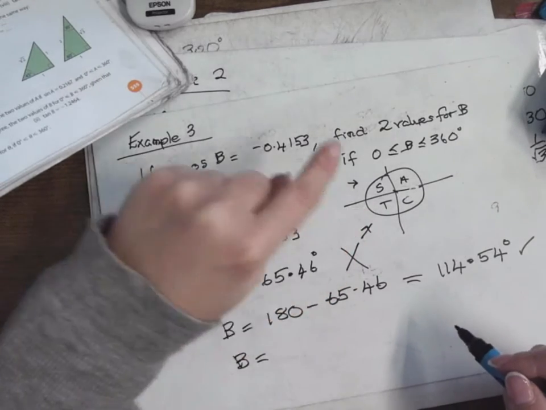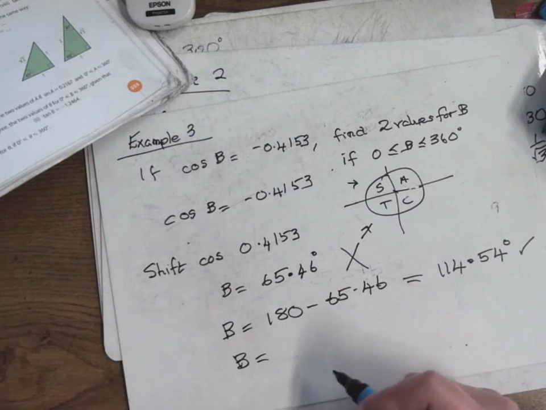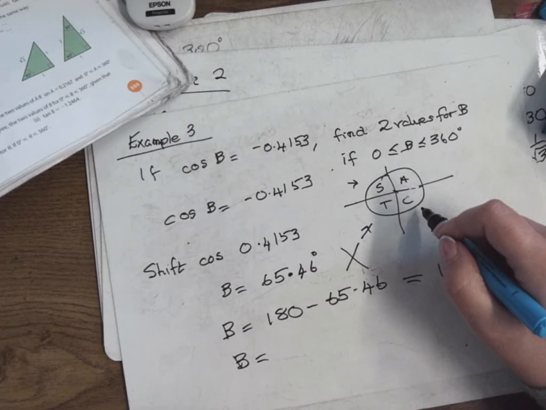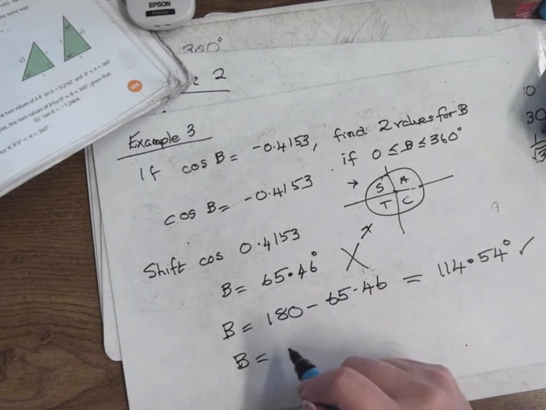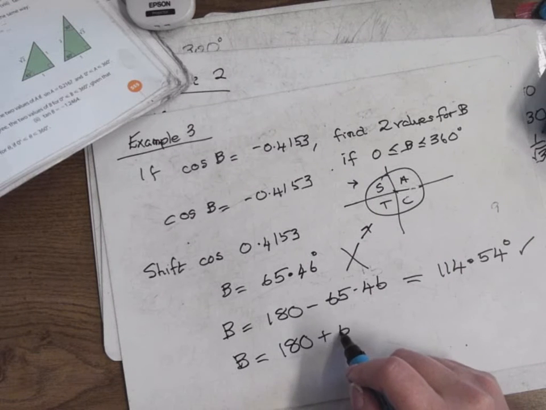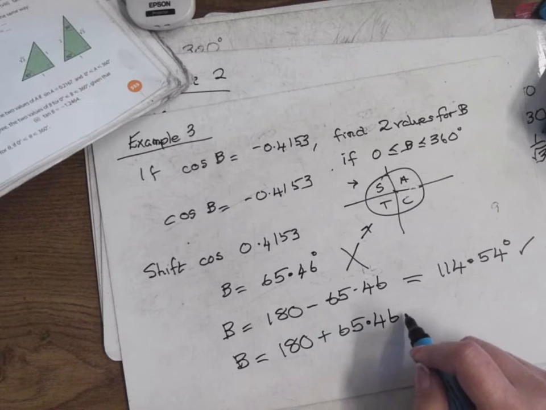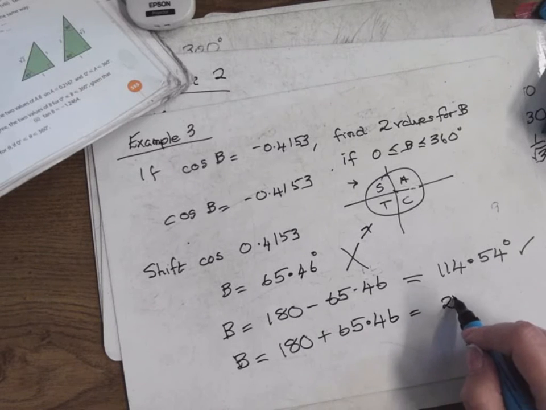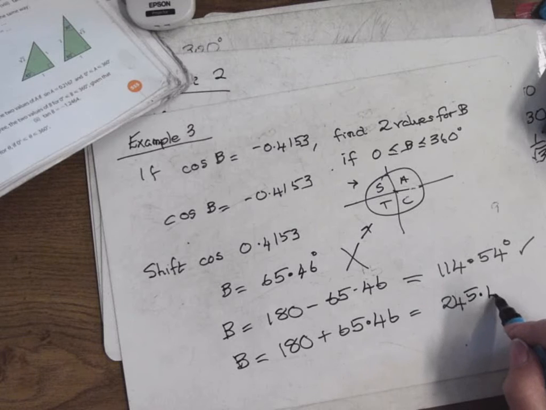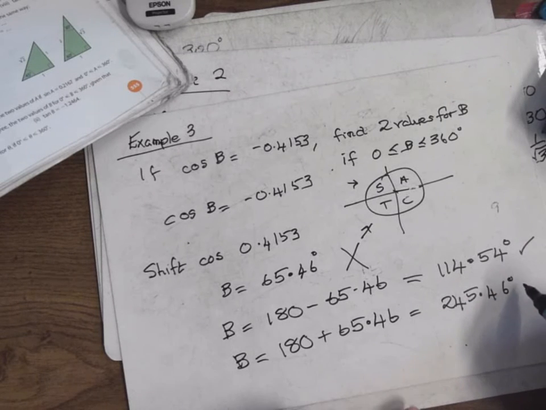Instead of taking it away from 180, what could I have done? Added it. If you take it away from 360, you'll end up with an answer in here, and I don't want an answer in here. So add it to 180. So 180 plus 65.46 equals 245.46. Is that right? There are my two answers.